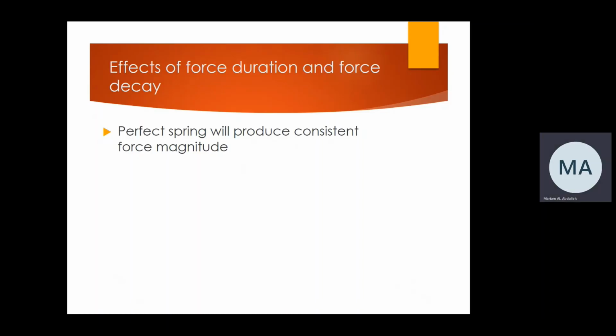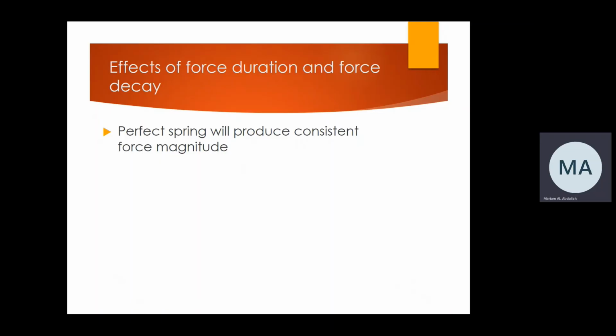Now, since we're talking about the duration of force, how is that related to the force decay? Now, the ideal spring, which does not exist in orthodontics, is a spring that would apply a consistent force magnitude to the tooth.